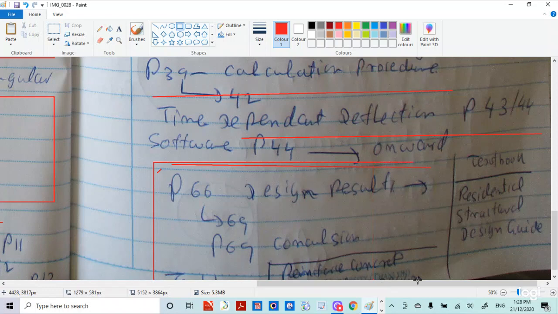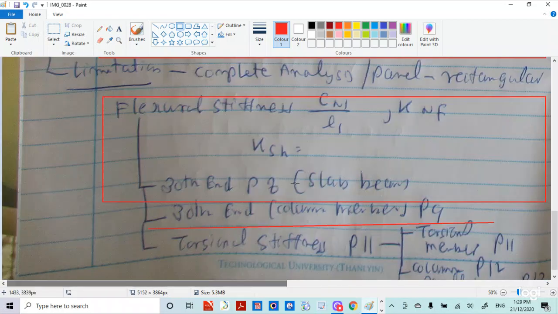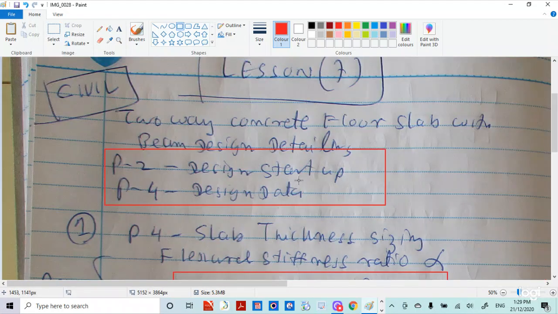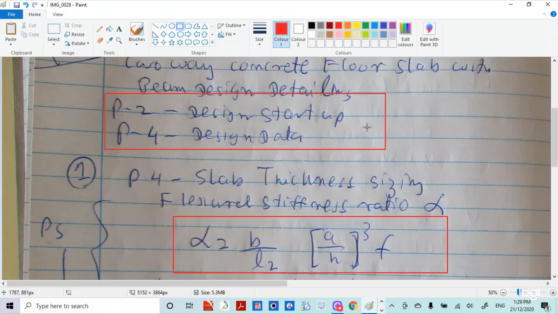The design results come out and can be found on pages 66 and 69. So on pages 66 to 69 you can find the design results. Now to summarize: in the two-way concrete slab design, page 2 and page 4 contain the design start and the design data.